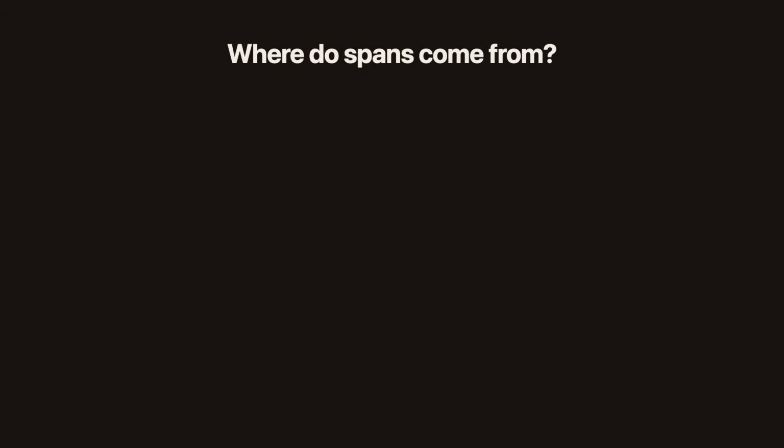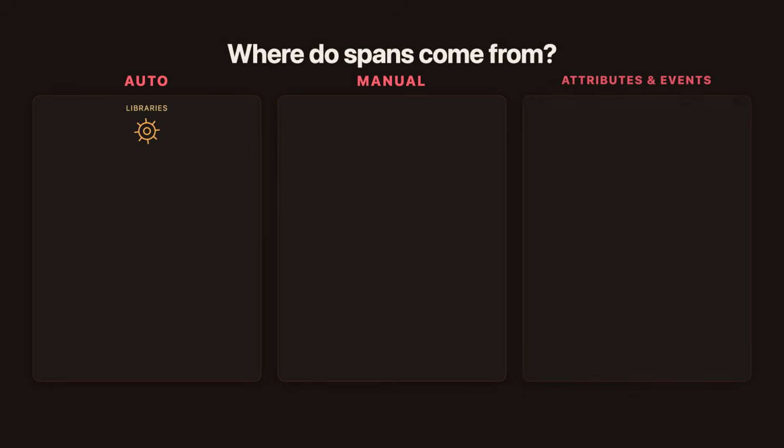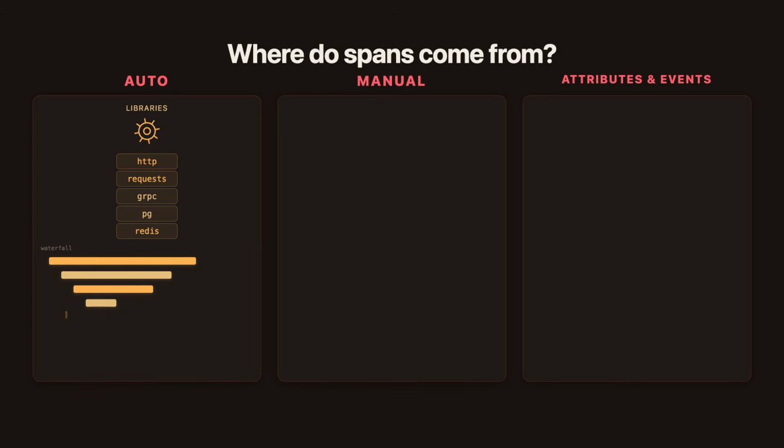So where do spans actually come from? Someone has to create them. There are 3 layers. First, auto-instrumentation. You import the OpenTelemetry SDK, flip a switch, and the library hooks into every HTTP client, every database driver, every RPC framework in your process. You get spans around every outbound call for free.